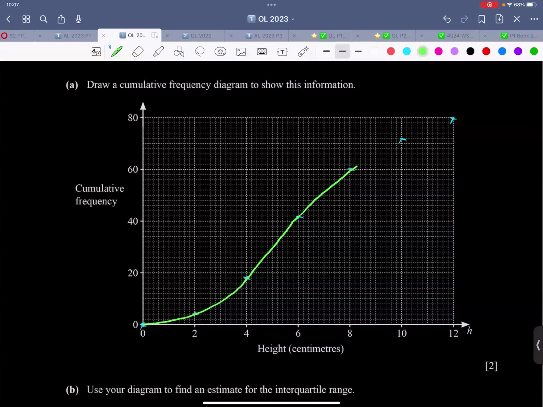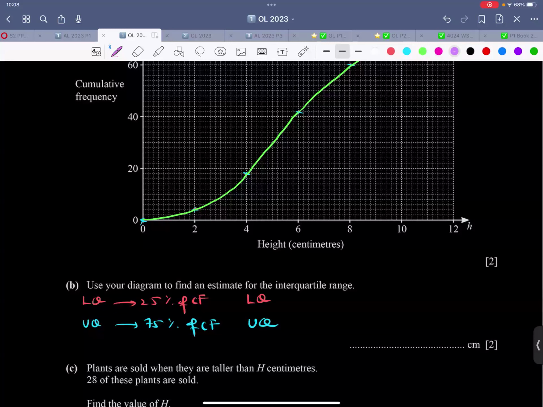And then keep on going up, up, up. And that's the shape that you get. Now find an estimate for the interquartile range. So first of all, we need to find the lower quartile that corresponds to 25% of cumulative frequency. Then we will find the upper quartile that corresponds to 75% of cumulative frequency. So we need the lower quartile value and the upper quartile value, and once we obtain these, we will find the interquartile range, which is upper quartile minus lower quartile.